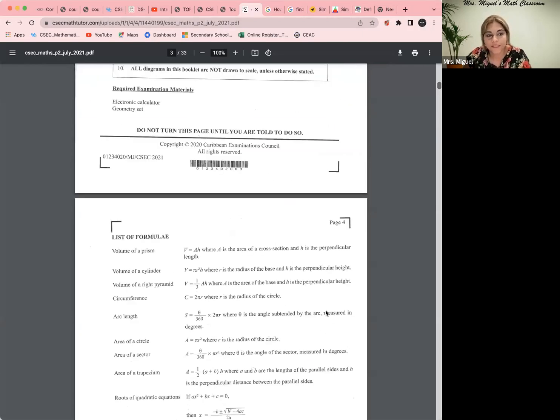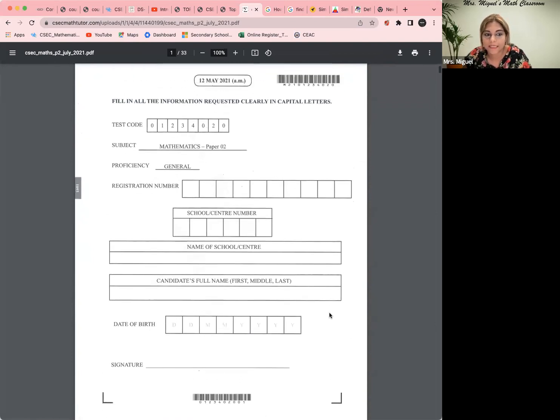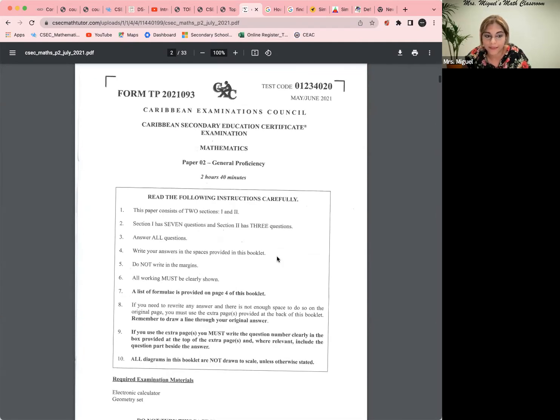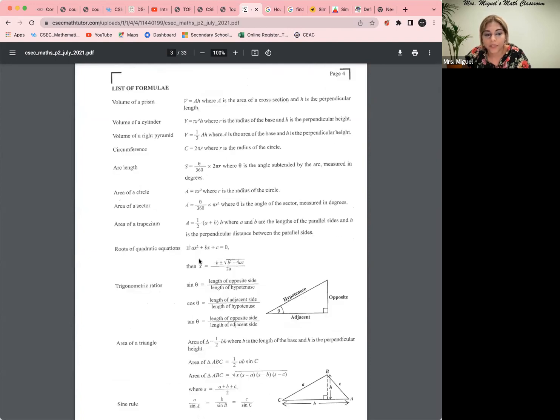So on the 1st of June, your mathematics paper will look something similar to this, where you have to put in your registration number, your school center number, etc. This is the cover page. Now, here we have the roots of quadratic equations. Are you all seeing that?